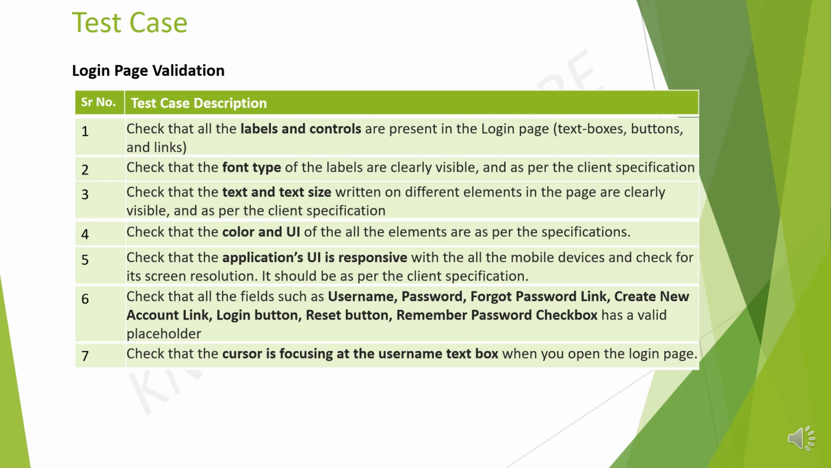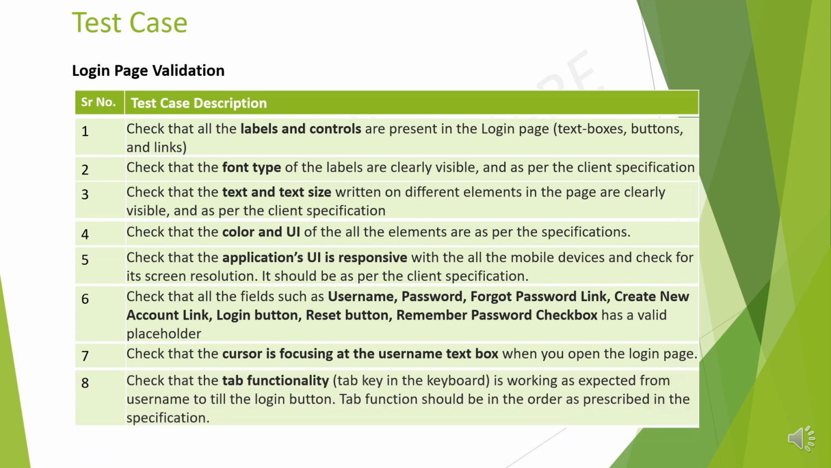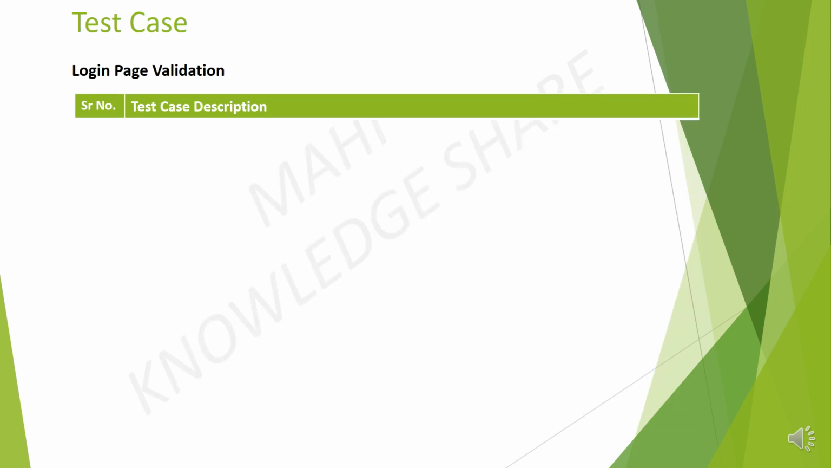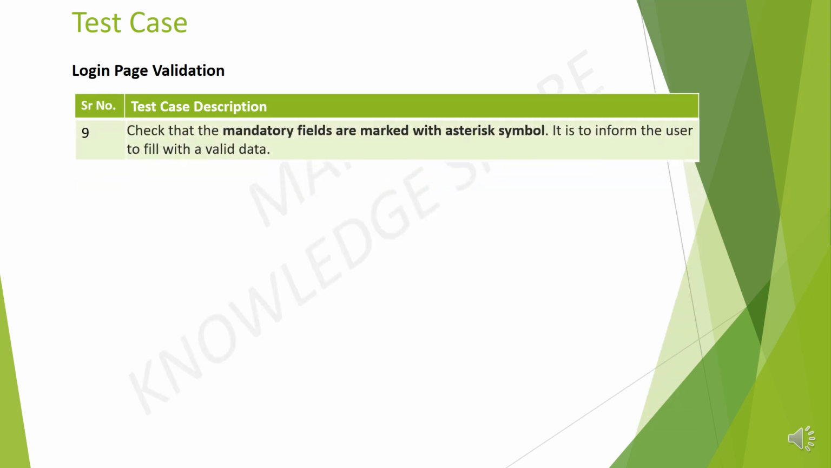Test case number 8. Check that the tab functionality is working as expected from username till the login button. Tab function should be in the order as prescribed in the specification. Test case number 9. Check that the mandatory fields are marked with asterisk symbol. It is to inform the user to fill with the valid data.